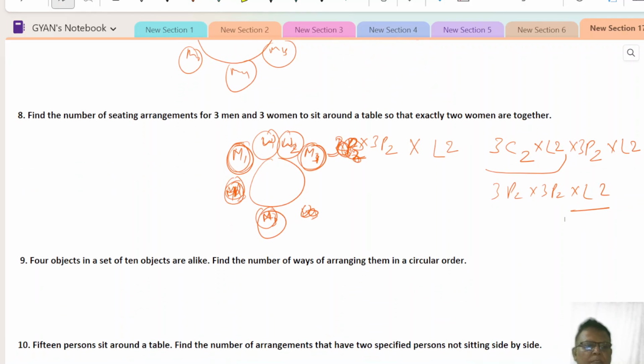Now come to question number 10. A set of 10 objects, 4 are alike. Find the number of ways of arranging them in a circle. So total is 10, so factorial 9 divided by factorial 4 because 4 are alike. Factorial 9 because 10 minus 1 is 9, because it's circular.